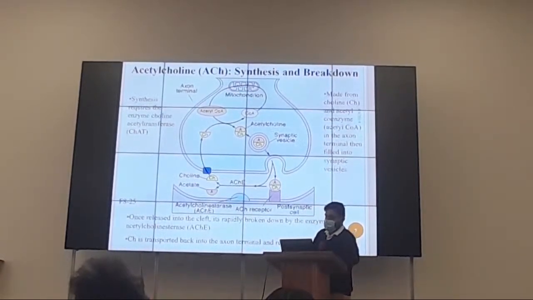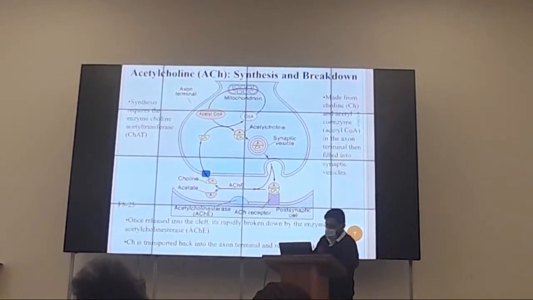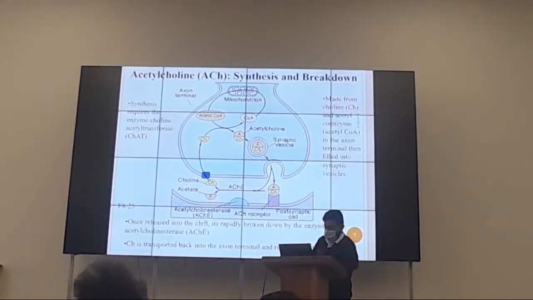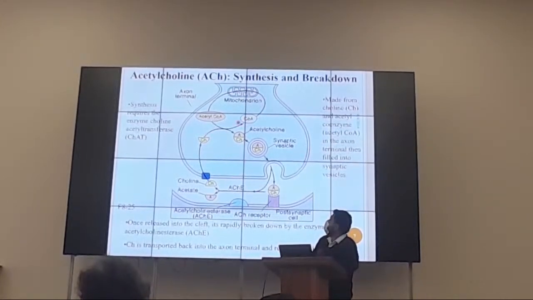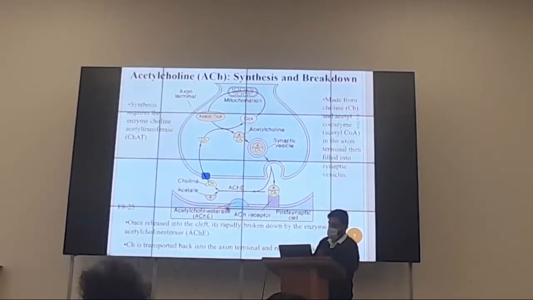So you see, there's this, you can't see my pointer. So there's this here. This is your axon terminal, this is your synaptic cleft, and this is your postsynaptic cell membrane.